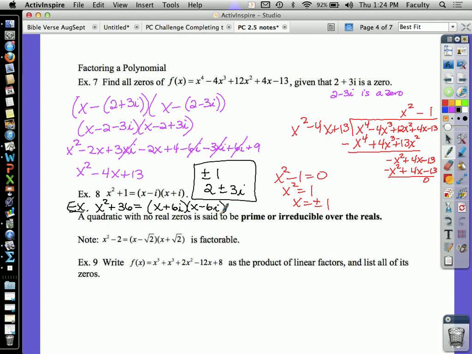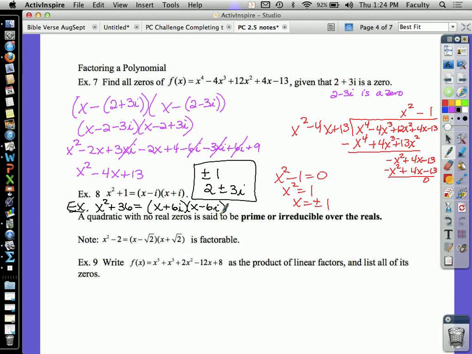A quadratic with no real zeros is said to be prime or irreducible over the reals. Last year we just said does not factor, DNF. Another thing we're going to do in pre-calculus is if we have x squared minus 2, we're going to factor that now as x minus square root 2 times x plus square root 2. So we're going to include irrational in our factoring.